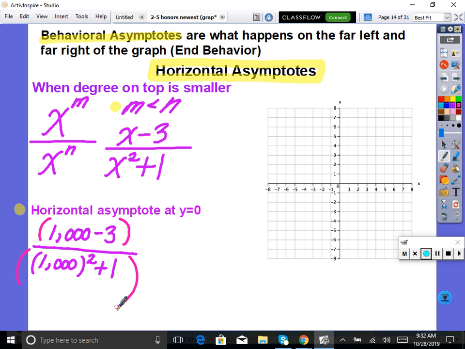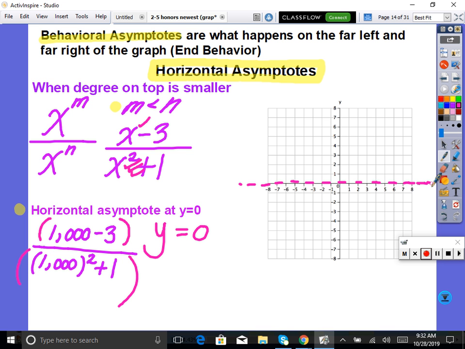Look, if you plug in 1,000 right here, you have 1,000 minus 3 on top. What matters is the 1,000 divided by 1,000 squared. 1,000 times 1,000 is a huge number. So you're taking something small and dividing it up a huge amount of times. If you take something and divide it up a huge amount of times, that's going to become 0. Does everyone see? Pretty much 0. So once again, if the degree on top is smaller than the degree on bottom, it is always going to approach the horizon at 0.